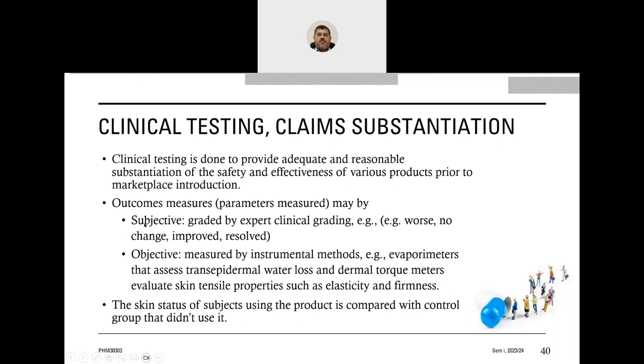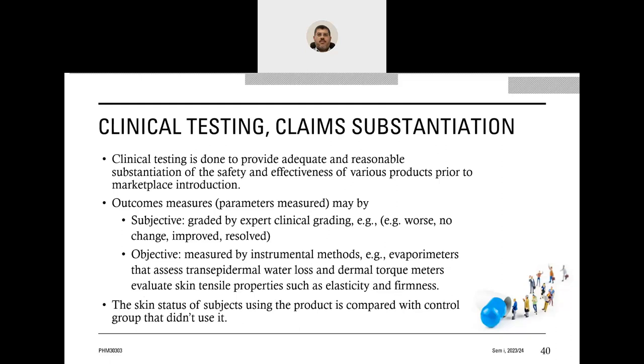Subjective is something with no scale, you can just grade it. For example, by expert clinical grading, or you ask the patients themselves to answer a questionnaire, and they give something on a scale from 1 to 10. Okay? So, for example, like reporting that it became worse, or no change, or there is improvement, or the condition resolved. Okay? This is subjective measurement. Based on the measurement of the outcomes, then you may have evidence that this one may improve the condition, or resolve it, or doesn't have effect. Okay?